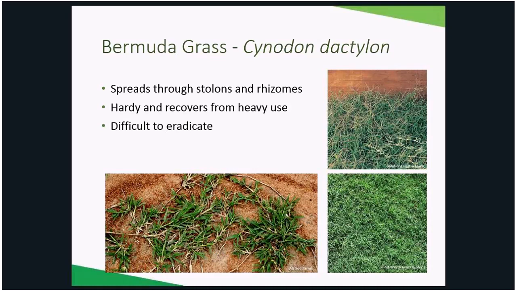Again, you can see on the top right picture that it has raceme inflorescence, which means it's those finger-like projections. So those things together clue me in that it might be Bermuda grass.